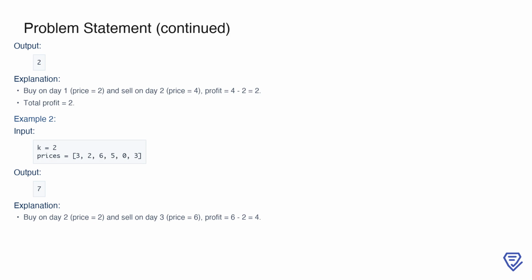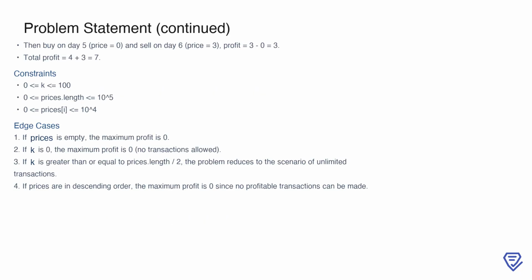Now, let's look at another example. If k is 2 and the prices array is [3, 2, 6, 5, 0, 3], the output is 7. This is because you can make 2 profitable transactions here. In the second example, you can first buy the stock on day 2, when the price is 2, and sell it on day 3, when the price is 6.